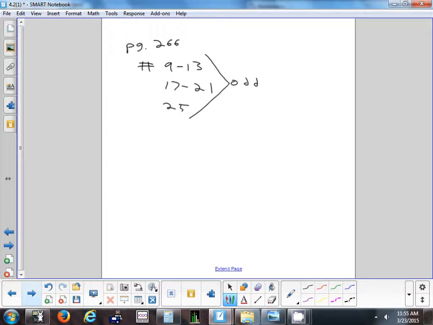All right, so the homework, it's on page 266. Okay, it's all odds: 9 to 13, 17 to 21, and 25.